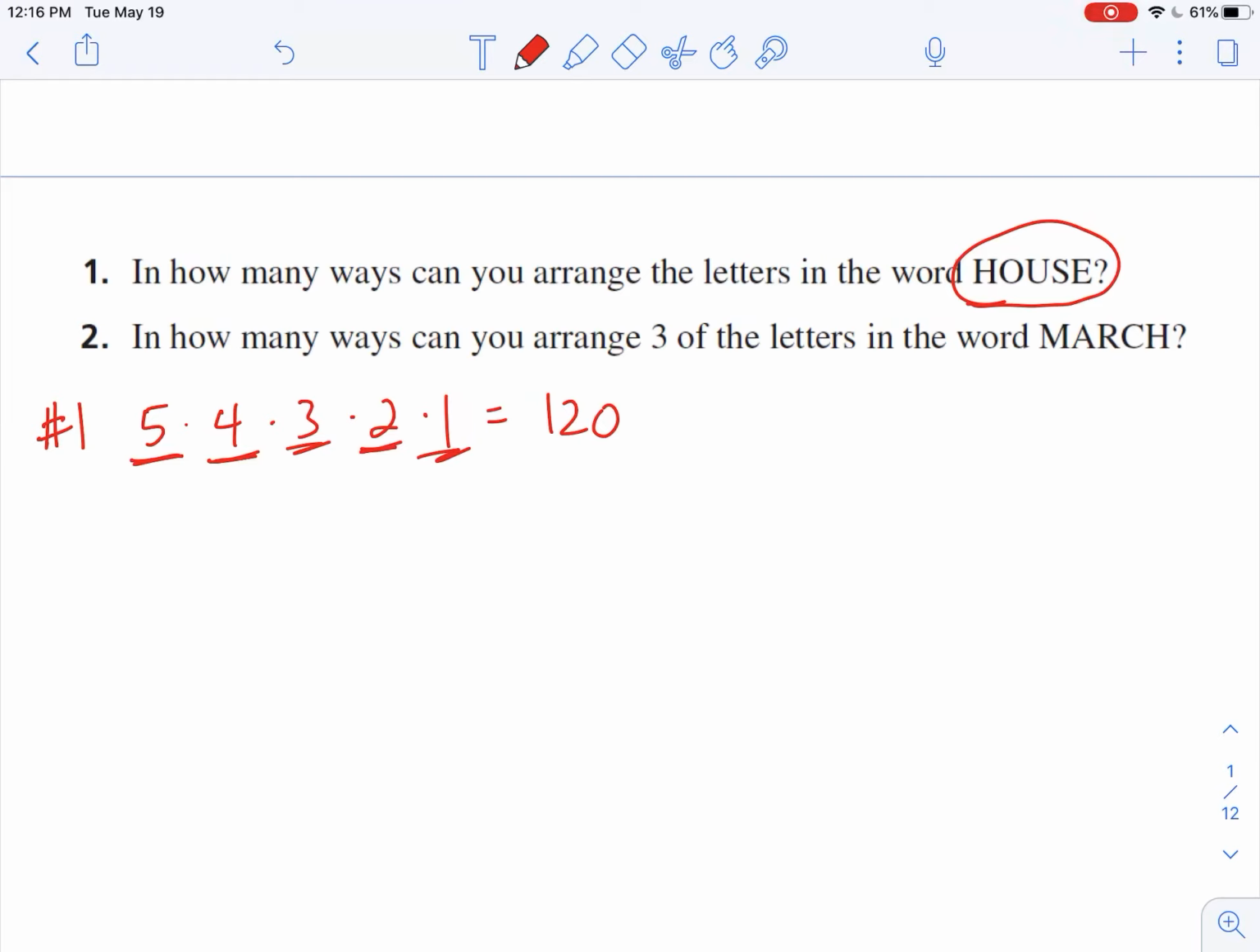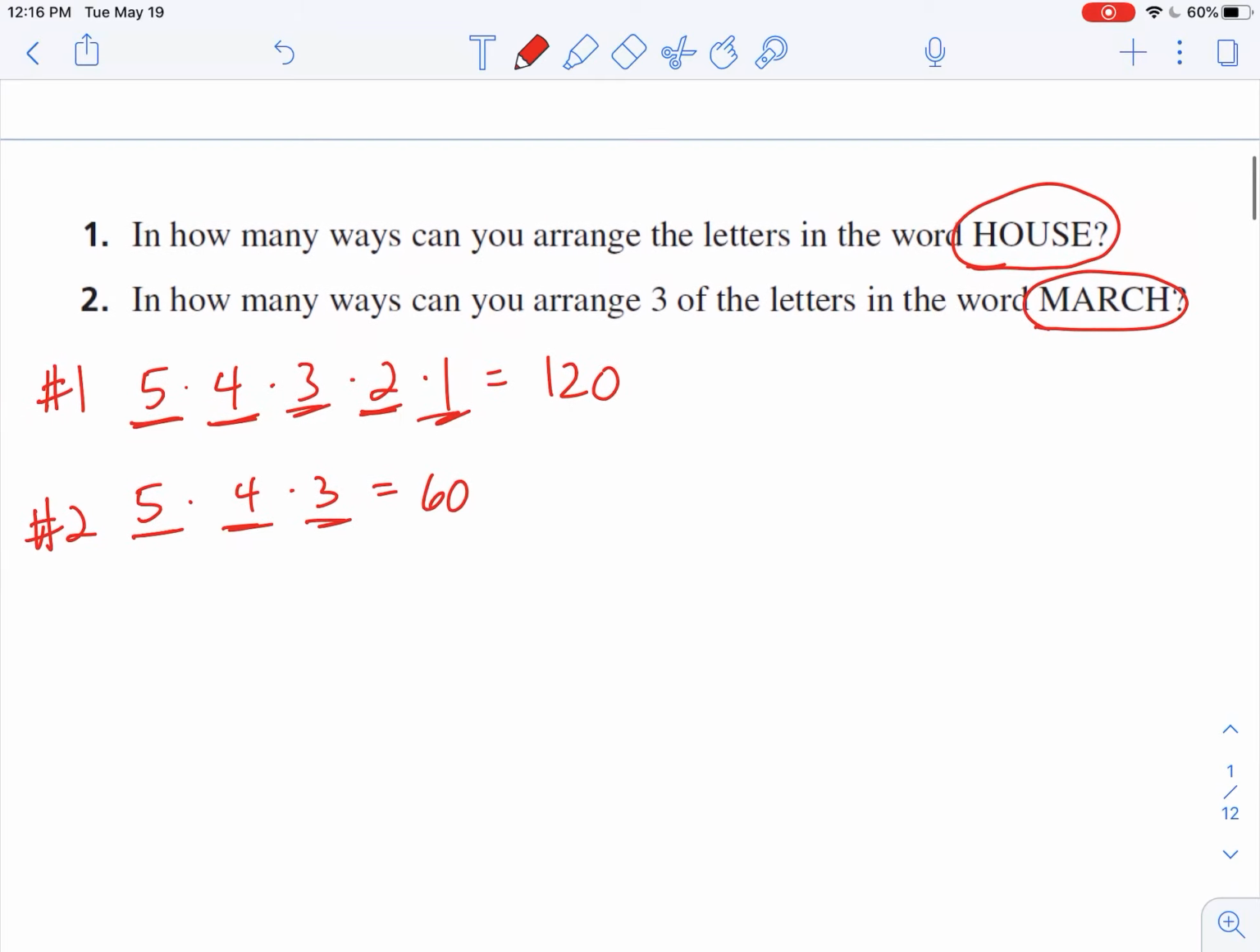There are 120 different permutations that you could create out of the letters in the word house. Problem number 2. It says, how many ways can you arrange 3 letters out of the word March? Now again, we have 5 letters in the word March, but we're only going to make use of 3 of them. So we're going to say 3 slots, 5 choices for the first, 4 for the second, 3 for the third. So 5 times 4 being 20, times 3 being 60. 60 different 3-letter permutations of the word March.